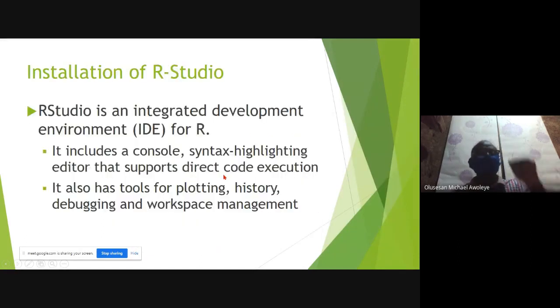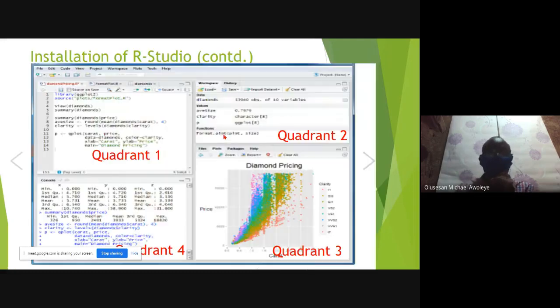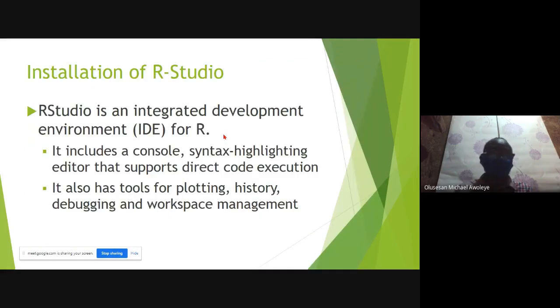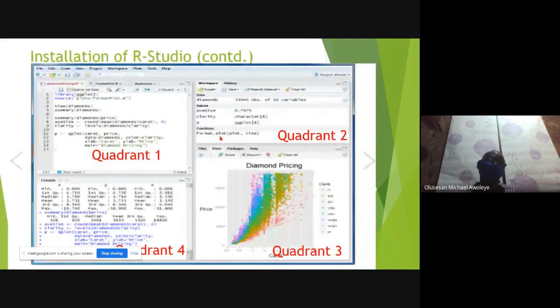But let's see a brief about RStudio. RStudio is an integrated development environment, IDE, for R. It includes a console and a syntax-highlighting editor that supports direct code execution. It also has tools for plotting, history, debugging, and workspace management. We're going to see that after now. We're going to see the environment of R after now, which is here.